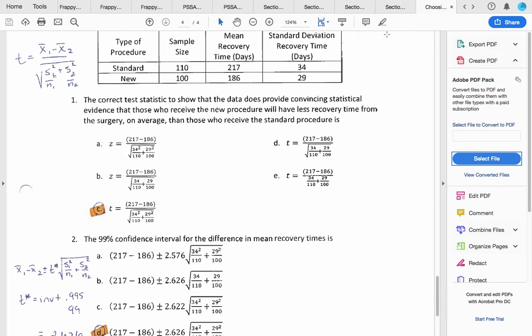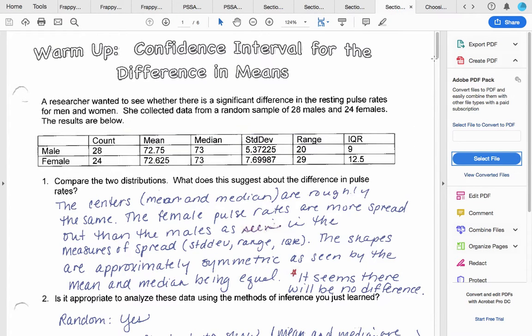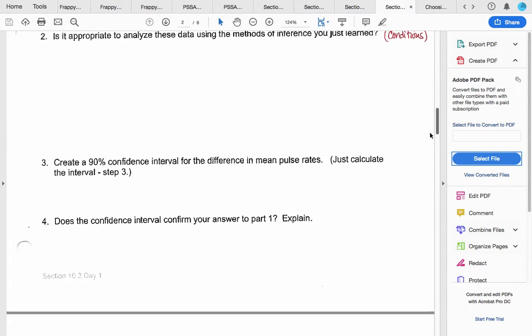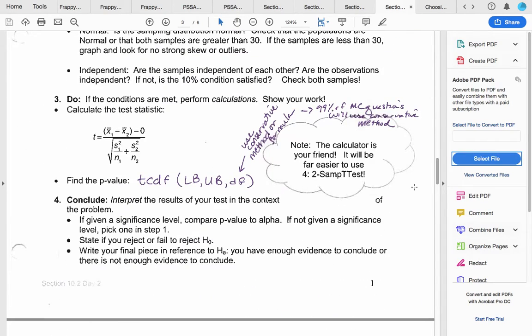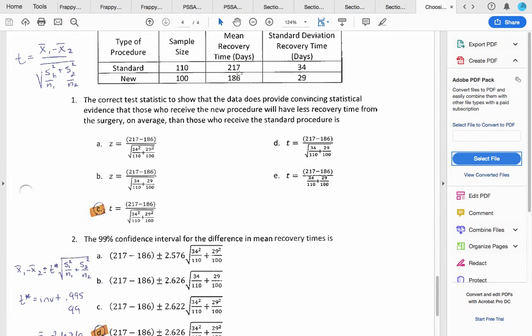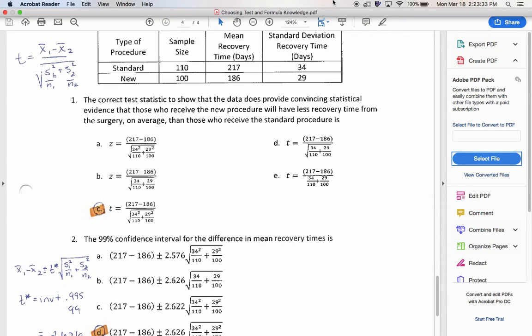No real trick here in this one. When we're looking at the test, it's just a t-test. You've got x bar 1 minus x bar 2, and then here's your formula there. So again, just using the two different means. It's a t, so A and B are out. And then this is the only one that's set up properly in the denominator. Okay, so that is that.